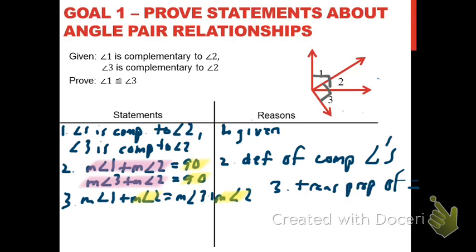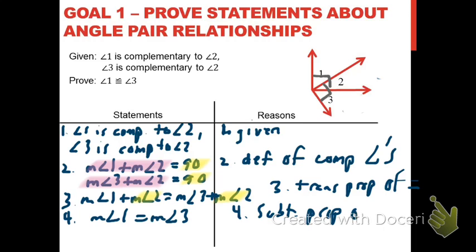And then, you know, what's going to happen if I go ahead and subtract that from both sides of the equation? Well, it's going to cancel out, and it will give me this equation here that the measure of angle 1 equals the measure of angle 3. And we said we subtracted the measure of angle 2 from both sides. So that's the subtraction property of equality. And then if the measure of angle 1 equals the measure of angle 3, then of course angle 1 is congruent to angle 3.